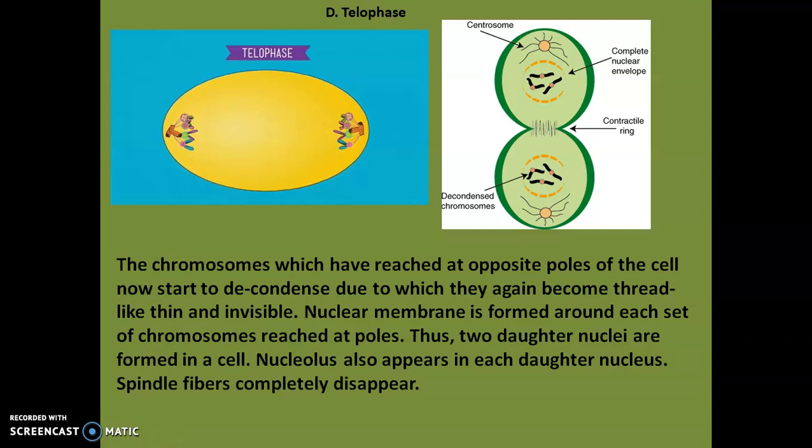Nucleolus also appears in each daughter nucleus and spindle fibers completely disappear. So now the work of the spindle fibers is over. Okay, so spindle fibers have completely disappeared and very clearly we can see the nucleolus in the two daughter cells. Okay, so here is the end of the first phase, that is karyokinesis, and the cell moves to the second phase, that is cytokinesis.